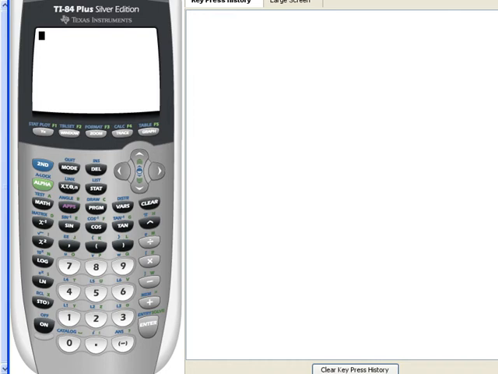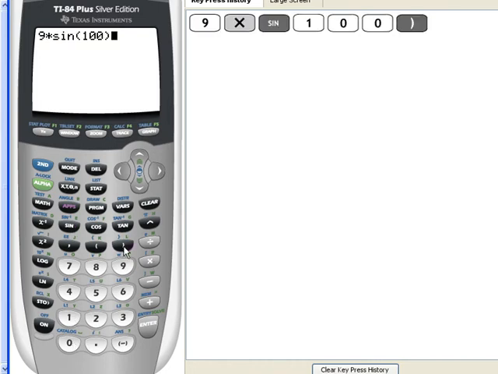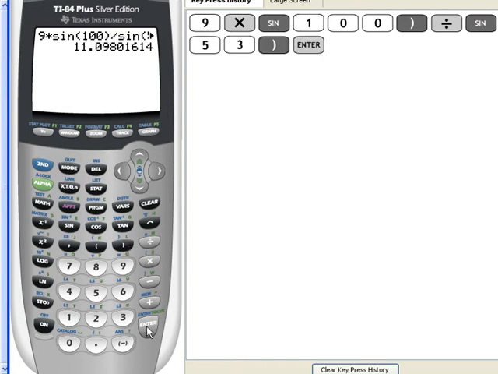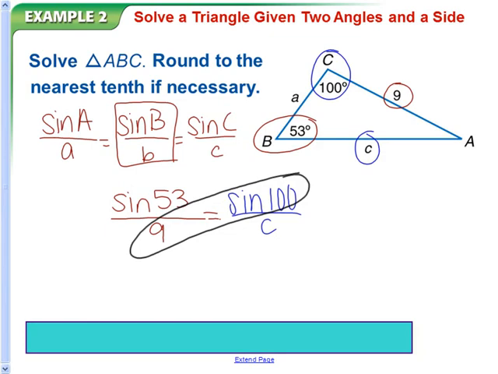So if we take out our calculators, you could do 9 times the sine of 100, and then you can divide it right away by the sine of 53. And our answer is 11.1 if we round it. So C equals 11.1. And now A.